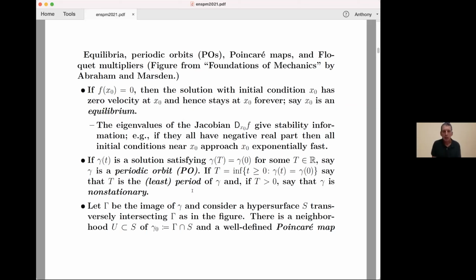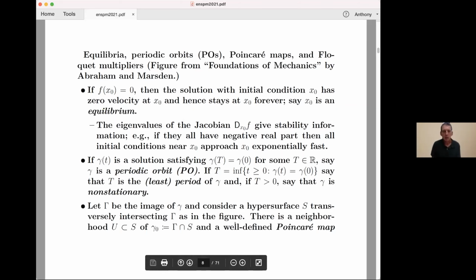What we're interested in here is periodic orbits rather than equilibria. So let's suppose that we have a solution gamma(t) satisfying gamma(T) = gamma(0) for big T in R. We say that's a periodic orbit. And if T is equal to the inf of t such that gamma(t) = gamma(0), we say that T is the least period of gamma. And if T is greater than 0, we say that gamma is non-stationary. Of course, if T is equal to 0, you're back to the equilibrium.